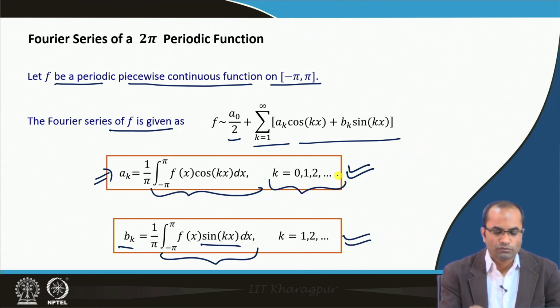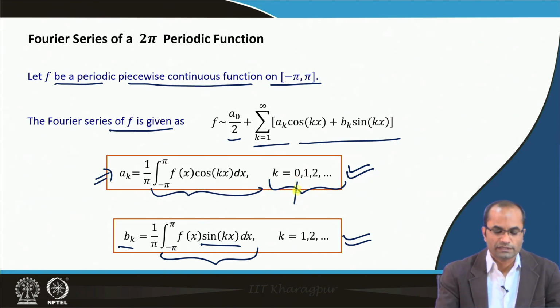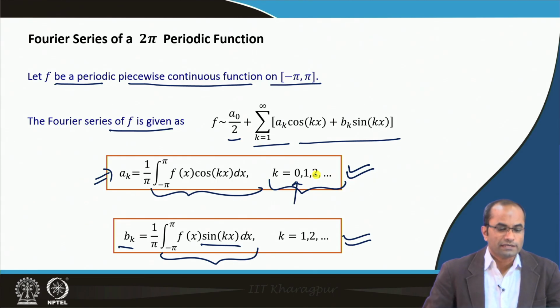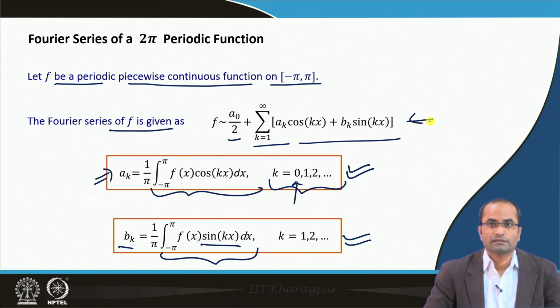Here this a k formula was valid for a 0 as well. Therefore, this k starts from 0 and then continues to 1 and 2. So, its extension for 2L periodic functions will take a similar structure, and we have already discussed the trigonometric system which is 2L periodic in previous lectures.